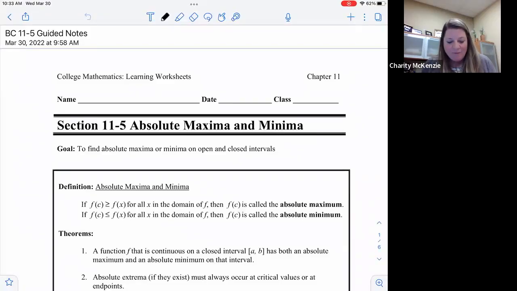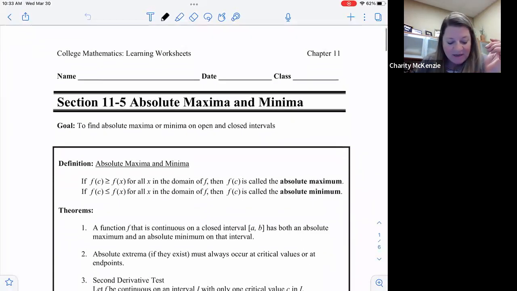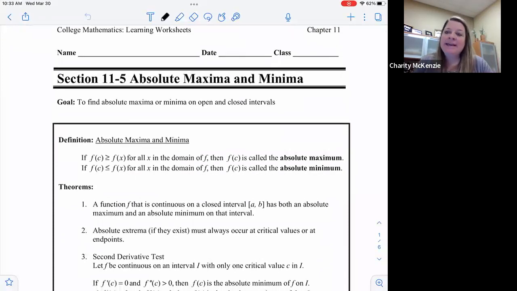All right. For 11.5, we're finding the absolute max or the absolute min. And so far, what we've been doing is just the local max or min. And now a local max or min could be your absolute max or min, right? Like if I have a parabola, that is the only graph, and that is an absolute max. There's no graph above it.